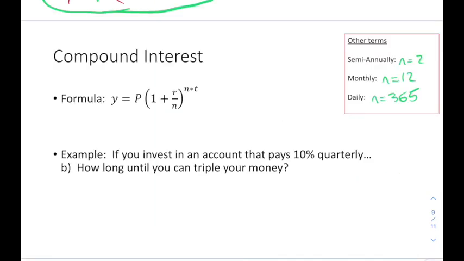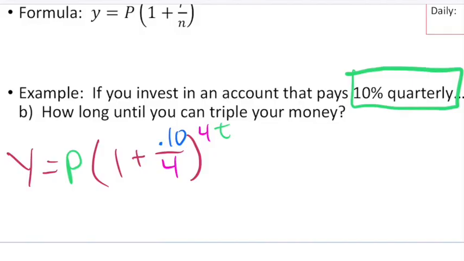Let's do one last problem where they ask us how long it will take to triple your money. Given that they're saying 10% quarterly, we can use the model from the last problem. There are currently 3 unknown variables: y, which is how much money you'll have at the end, p, which is how much money you have at the beginning, and t, which is how long it takes to get there. When they say how long, they're saying we still don't know t.